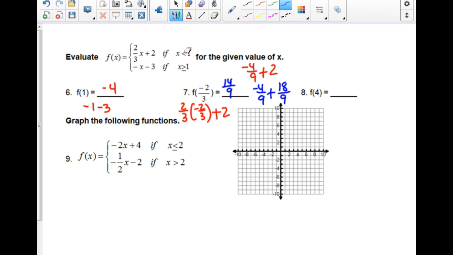Okay, the f of 4. 4 is bigger than 1, so use the second equation, the opposite of 4 minus 3, which would be -7.